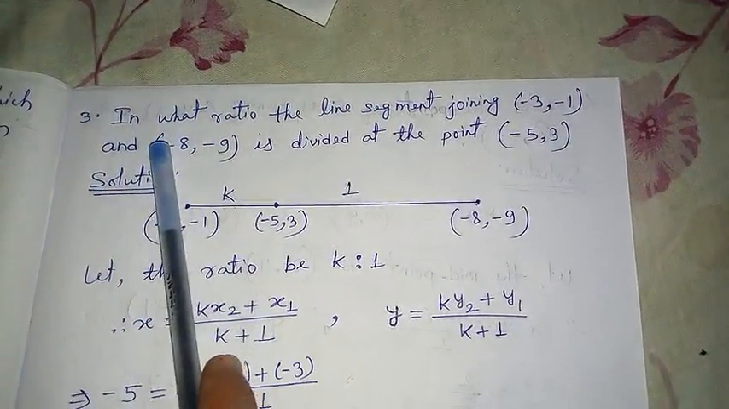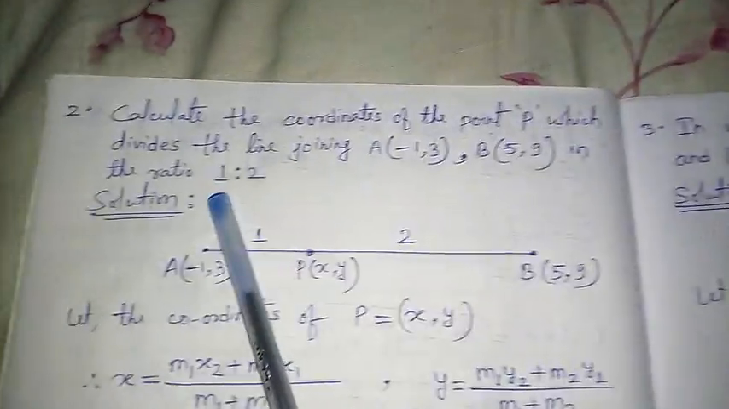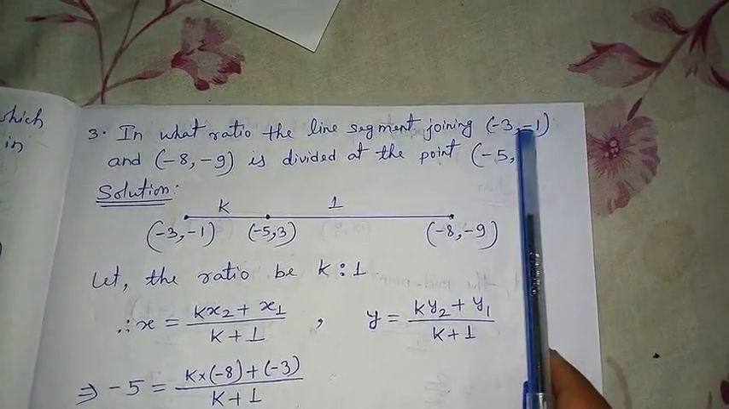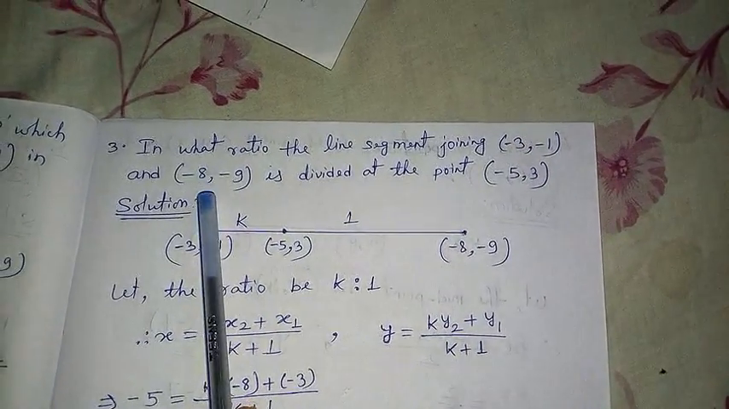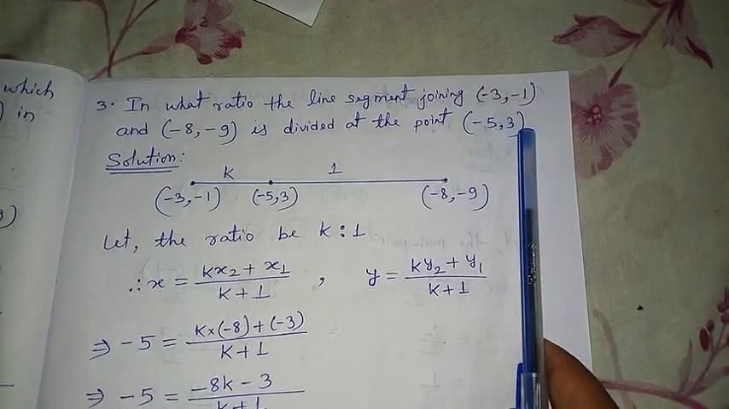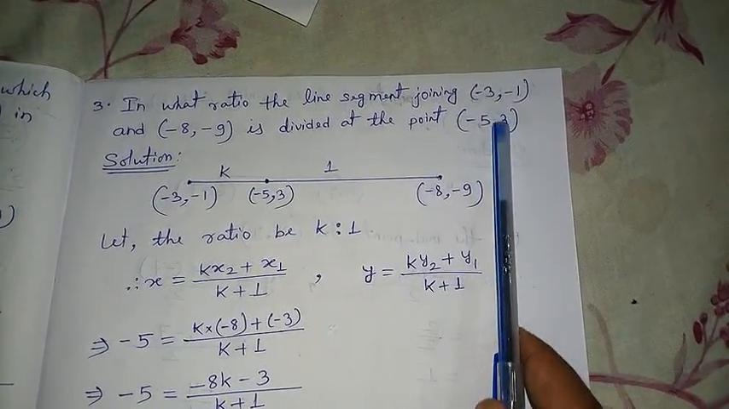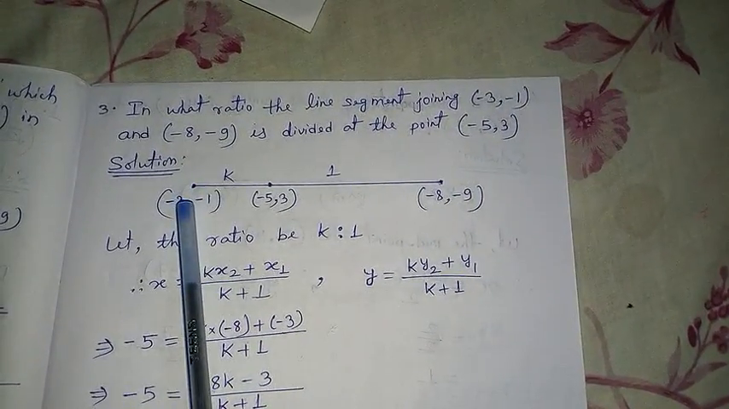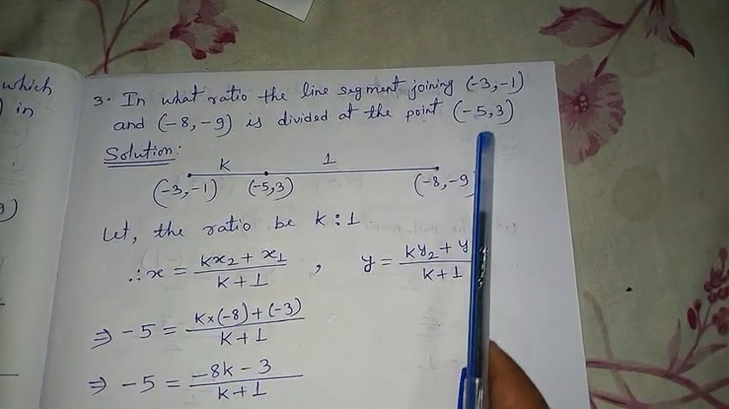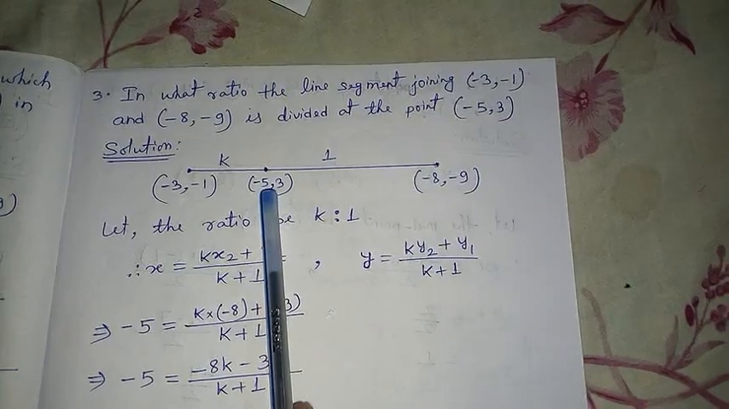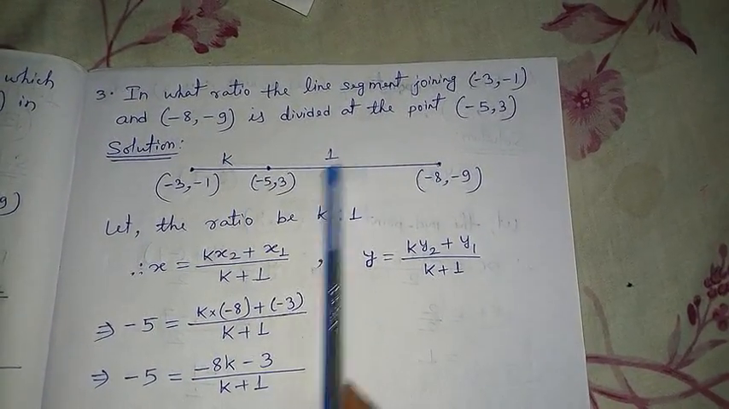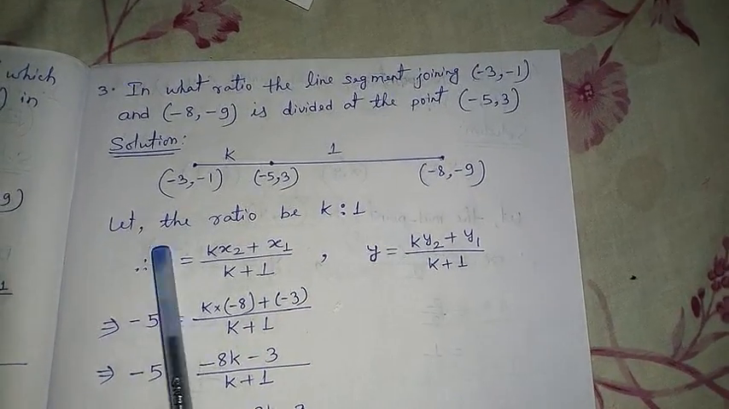Now the same formula I am going to use in this example. In what ratio? You see, the ratio is unknown. Here the ratio was known, but here the ratio is unknown. The line segment joining minus 3 comma minus 1 and minus 8 comma minus 9 is divided at the point minus 5 comma 3. That means minus 5 comma 3 is dividing this line. That means minus 3, minus 1 and minus 8, minus 9 will be the two end points, and the dividing point is minus 5 comma 3 in the middle, and the ratio is unknown, so k is to 1. Let the ratio be k is to 1, that we have to write.